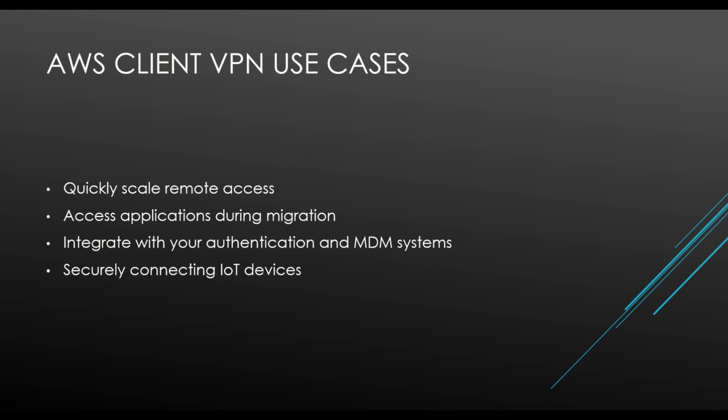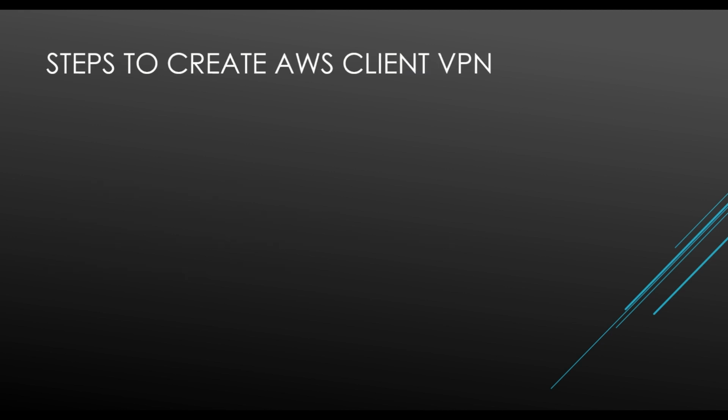Next, securely connecting IoT devices. Create encrypted connections between IoT devices and Amazon VPC resources using certificate-based authentication. So these are the use cases for AWS Client VPN.